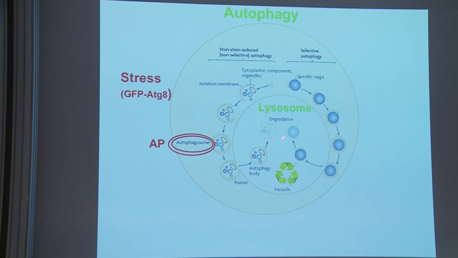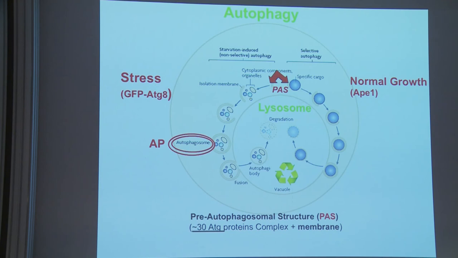And then they take them to the lysosome for recycling. There is also autophagy under normal growth conditions. And we have in yeast, for example, this one available cargo that we were following. Both under stress or in normal autophagy, the process starts by formation of the PAS, which is the pre-autophagosomal structure. And the PAS is a complex of about 30 proteins, which are called ATGs, and membrane.